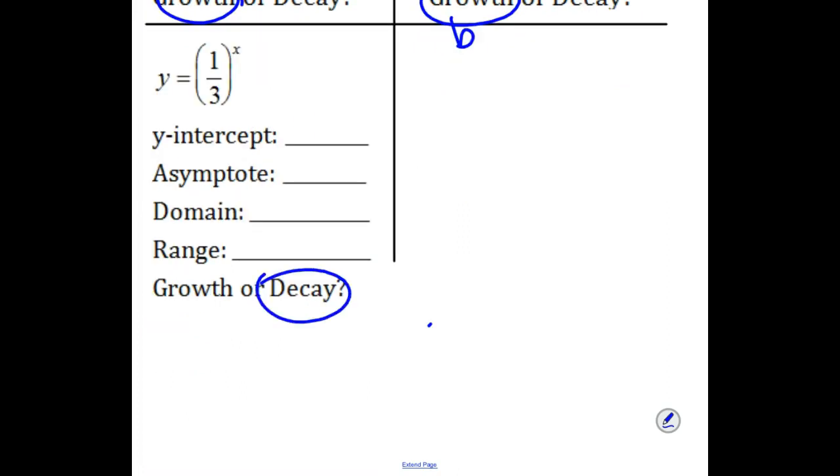Y-intercept? 0, 1. Asymptote? 0. Domain? Range? All right. So we haven't gotten to any of the ones where we shift them. Yes? That's coming later. Something to look forward to.